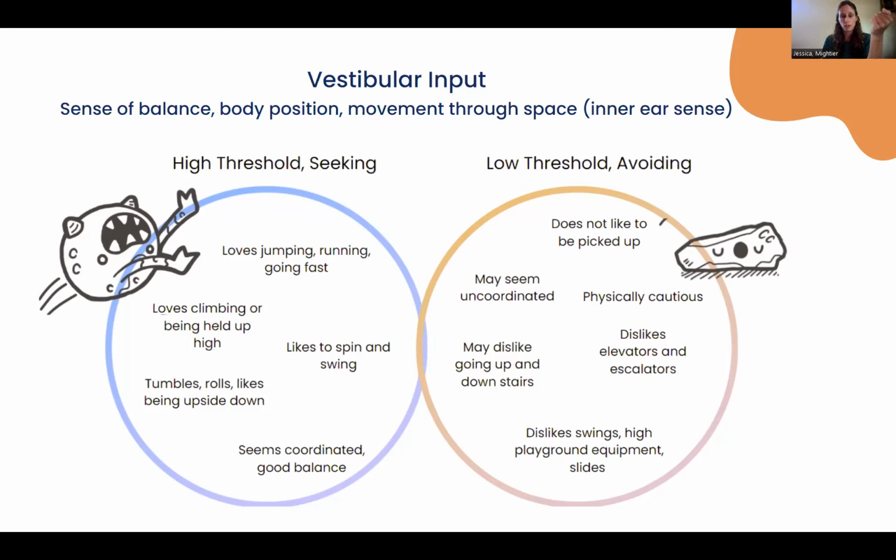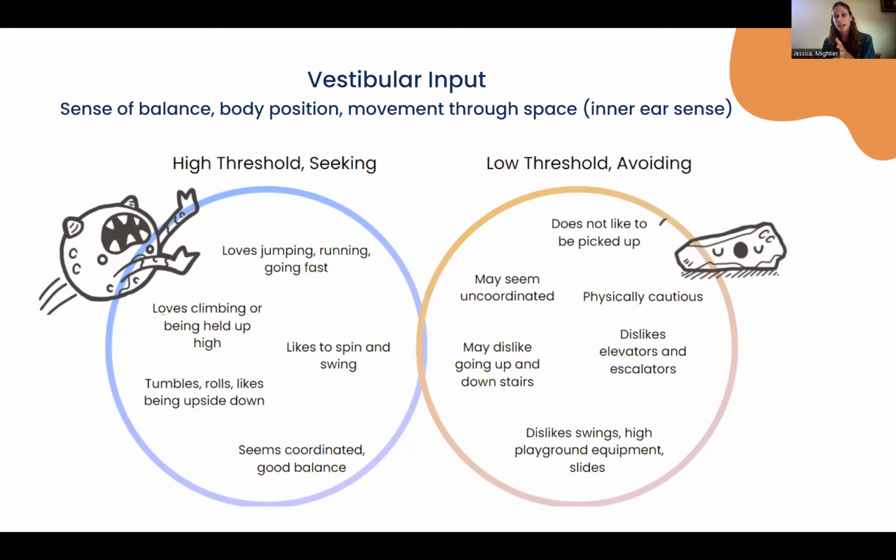We're just going to go through a bunch of examples with this one, which is why it's set up differently. Someone who has a really high threshold isn't as sensitive, so needs a little more and is seeking more vestibular input. This might be the kid who loves jumping, running, going really fast. They love climbing or being held up really high. They love spinning, swinging, tumbling, rolling, being upside down, sitting in their chair upside down for some reason. They seem really coordinated and have really good balance, right? So we see this in a lot of kids in how they move and how they act and how they play.